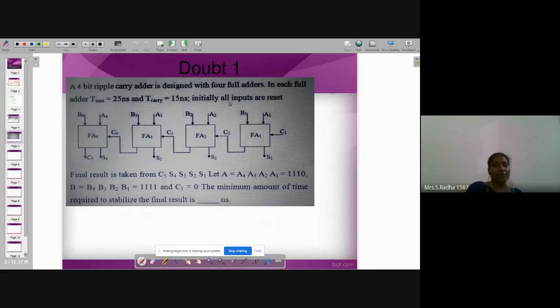The question: what is the minimum amount of time required to stabilize the final result? Here the term is minimum time required to stabilize the final result. This is the final result.